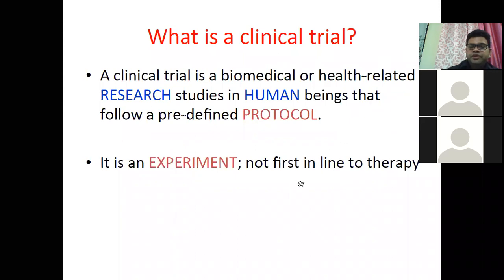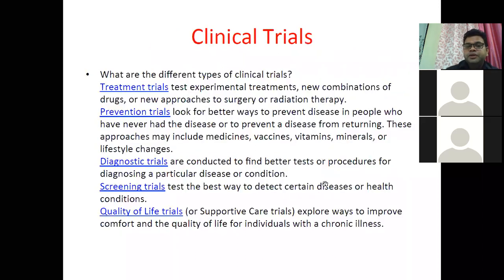So it is an experiment, not first in line to therapy. Different types of clinical trials are there. The first is treatment trials. These test experimental treatments, like new combinations of drugs or new approaches to surgery or radiation therapy. For example, in a combination of drugs, we can combine 2 or 3 drugs and make a new drug.